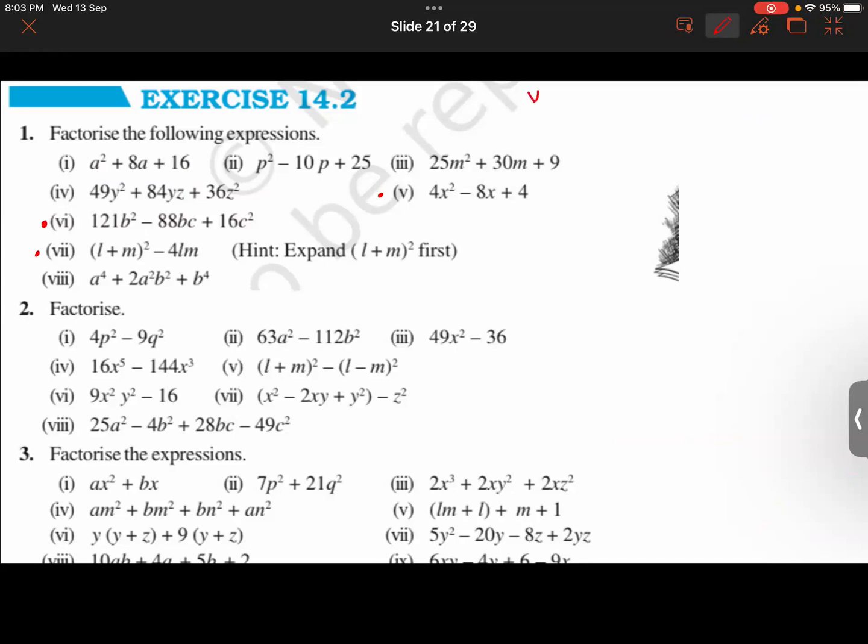So, fifth one. What is the answer? So the fifth one is 2x minus 2 whole square. Well done. That is correct. Okay, sixth one. Sixth one is 11b minus 4c whole square. Very good. That is also correct. Okay, what about the seventh one? It's l minus m whole square. Very good, Arhan.